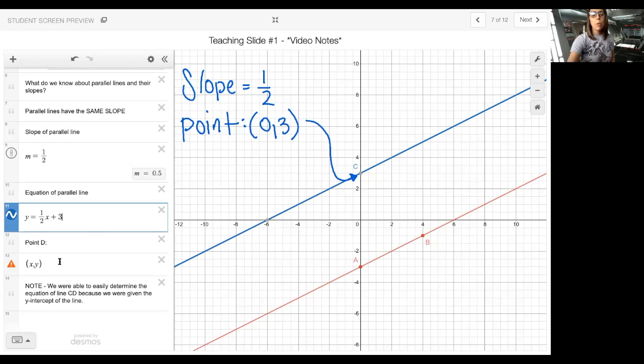Now let's find a point D to put on that line so that we can name it, because if you want to name a line, you have to have a point.